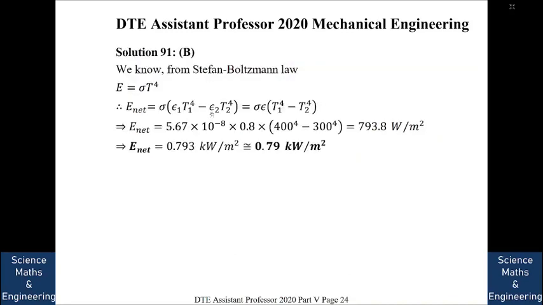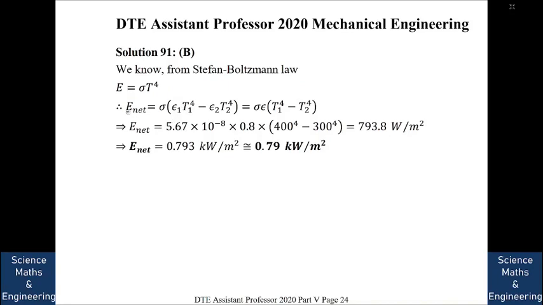so the answer is, from the Stefan-Boltzmann law we know that the energy due to radiation is given by E is equal to sigma, the Stefan-Boltzmann constant, into T to the power 4, where T is in Kelvin. Now, if emissivity epsilon is also there, E is equal to epsilon into sigma T to the power 4. Without emissivity, it is for a black body. With emissivity, it is for a gray body.